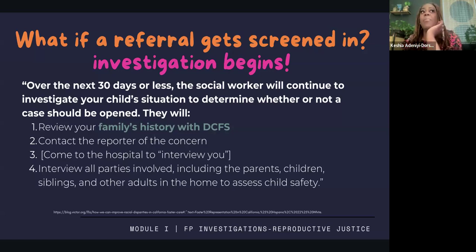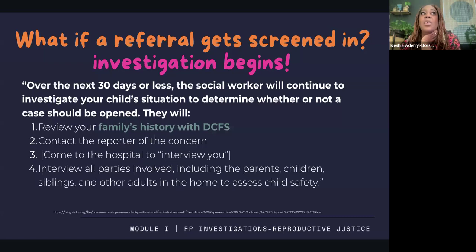Also, they may contact the reporter, the person who called into the hotline. I think this is an area where this system differs from the criminal carceral system, which is that people can literally call the hotline anonymously. And when I say anonymously, I mean that you are not able to know who the person is that called.